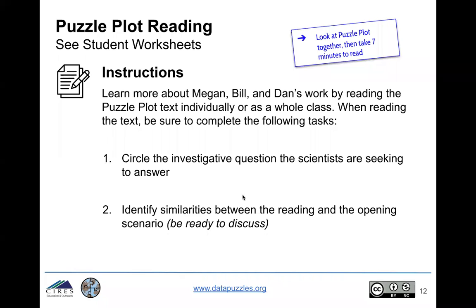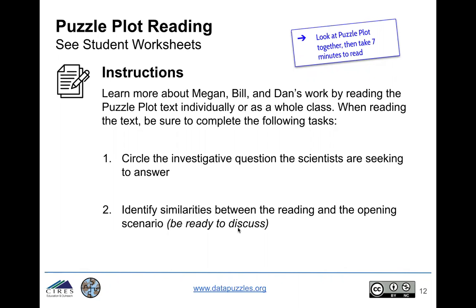So with that, here's a slide directly from the slide deck. We're going to learn more about Megan, Bill, and Dan's work by reading this puzzle plot text. When you're reading the text, we ask you to do two things. This is what you'd ask your students: to circle and identify the investigative question and think about similarities between the reading and the opening scenario and be ready to discuss those.